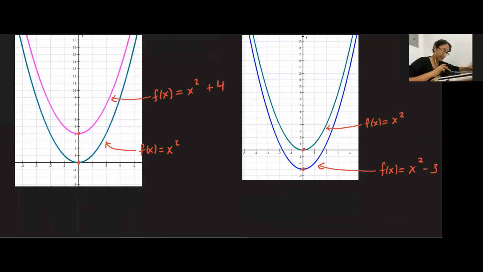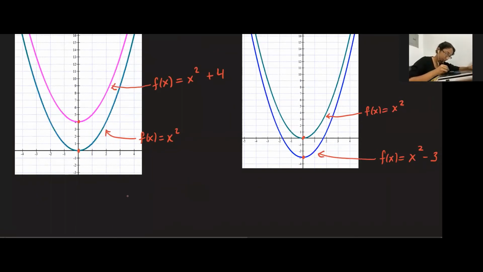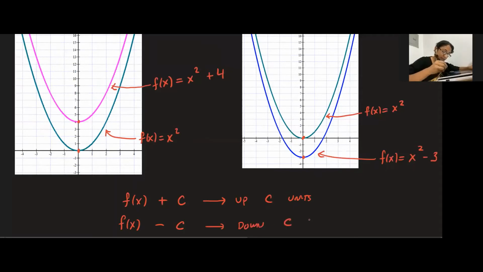Hence, we can generalize this and say that if we have f of x plus some constant c, this means you're going to move up c units. And then if you have f of x minus some constant c, you're going to move down by c units. So that's what we call a vertical shift. So we are changing our y coordinates for each of these basic graphs by some c units.